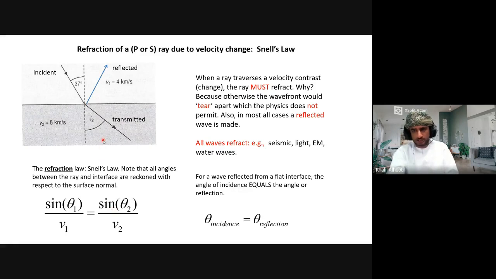And why is there a deflection? Why does the ray deflect? All waves actually deflect whenever there is a property change. Seismic waves, light: you'll find it deflecting when moving from air to water. Electromagnetic waves, water waves even. Any wave type will deflect whenever it moves from one layer to another. But to simplify it for you, let me try to give a simple explanation.